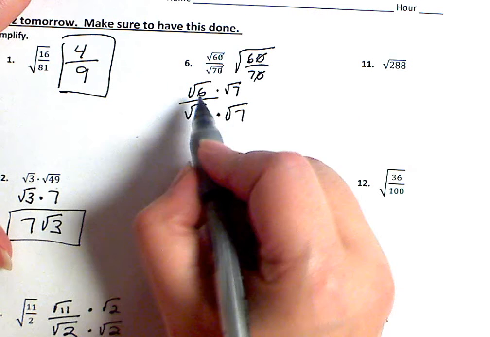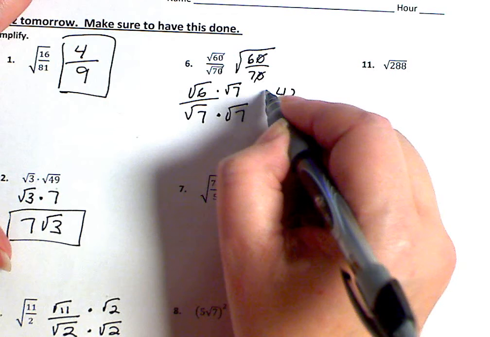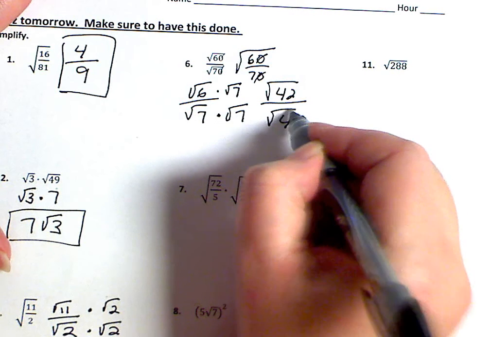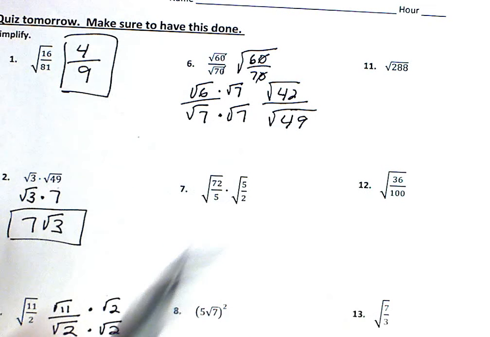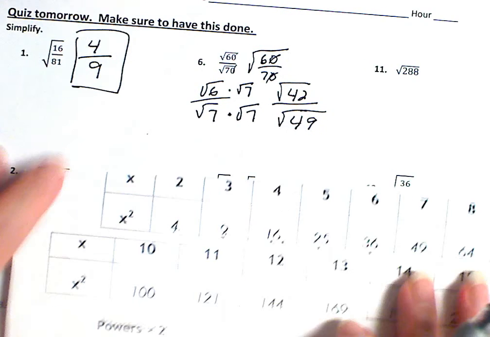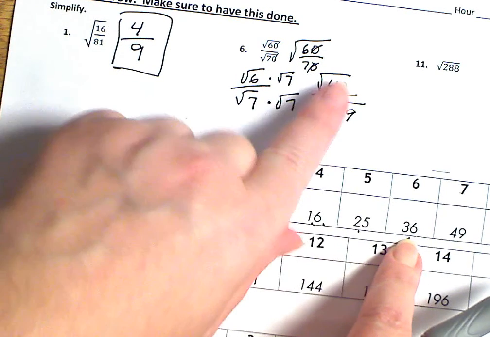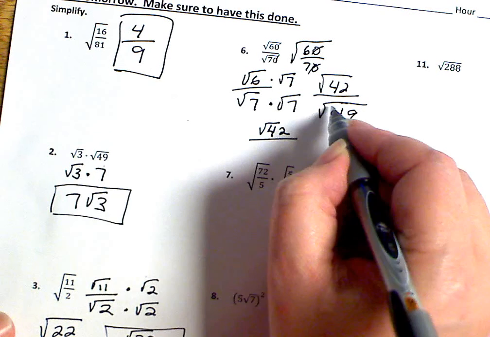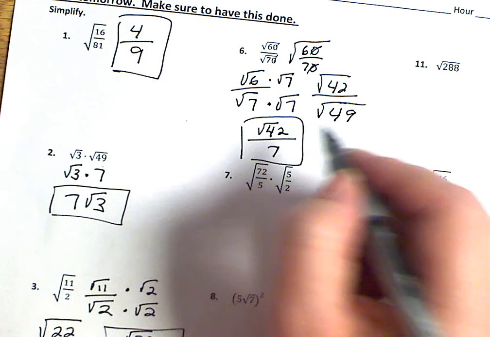So 6 times 7 gives you the 42. Square root, because it has to keep it underneath. Then the square root, 7 times 7 is 49. You're just multiplying the numbers. 42. Is there a perfect square that goes into 42? So you have to ask yourself, does 4, does 9, does 16, 25, 36, any of those go in evenly? No. So you have the square root of 42 over, square root of 49 is 7. That's my answer.